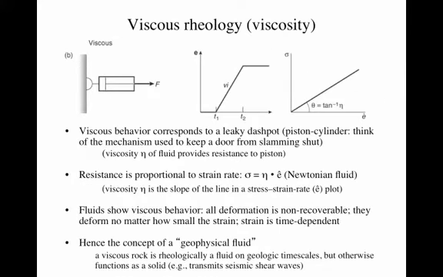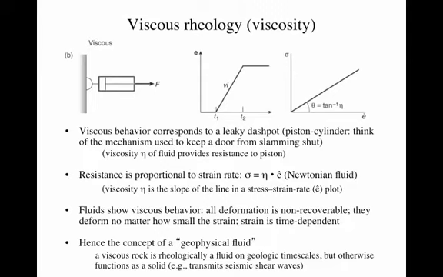With a viscous rheology, we have to consider viscosity, which is eta. A viscous behavior corresponds to something like a leaky dashpot. You can think of that as a piston cylinder, or that mechanism that is used to keep a door from slamming shut. The viscosity of the fluid provides a resistance to the piston. The resistance is proportional to the strain rate.